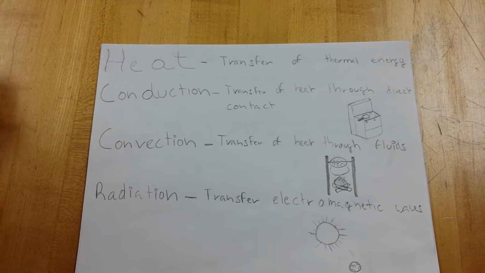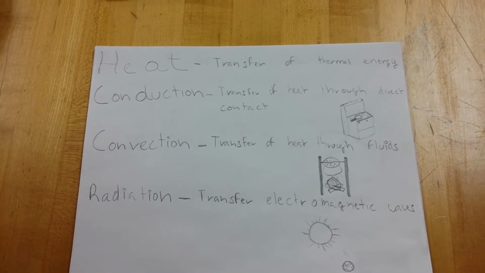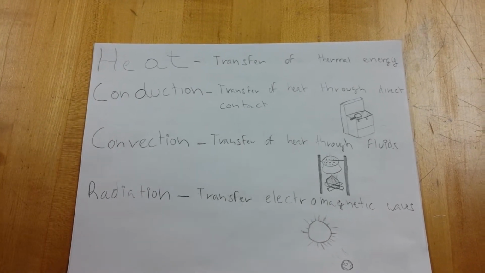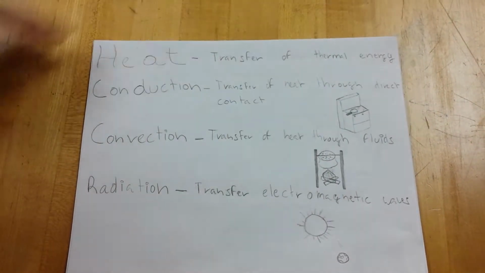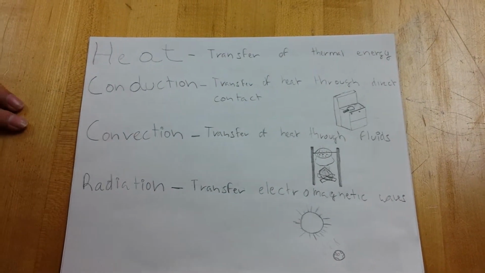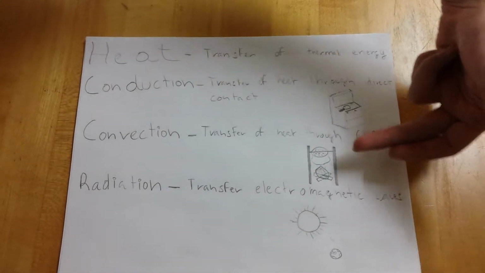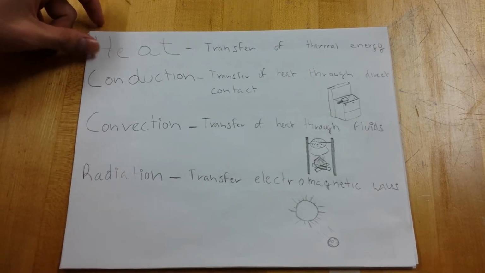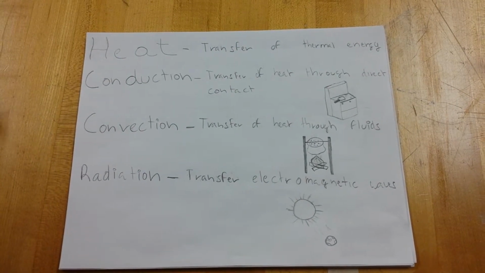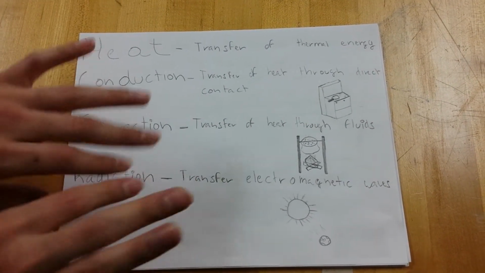And now there's three different ways to transfer heat, and one of them is conduction, transfer of heat through direct contact, as you can see by our little stove. Convection, transfer of heat through fluids, the boiling water here, for example. And radiation, transfer of heat through electromagnetic waves, like the sun.